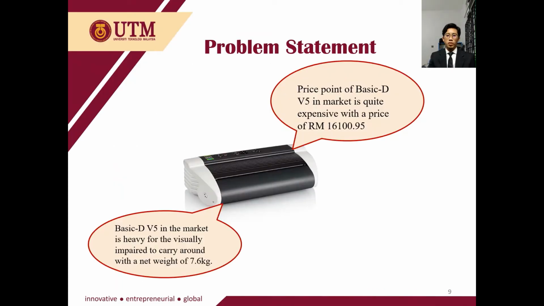For the problem statement, the price point of the Basic-D V5 in the market is quite expensive, at 16,100 ringgit Malaysia. The Basic-D V5 in the market is also heavy for the visually impaired to carry around, with a net weight of 7.6 kg.